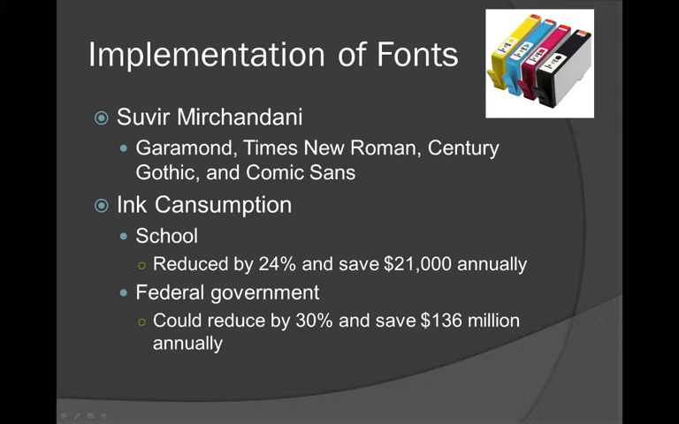He printed out the most commonly used letters, which you can imagine were vowels and whatnot, and measured using a tool how much ink was used for each letter for each font. And he figured out by using Garamond, which has thinner strokes and a finer point, his school district could reduce its ink consumption by 24%, and in turn save as much as $21,000 annually.